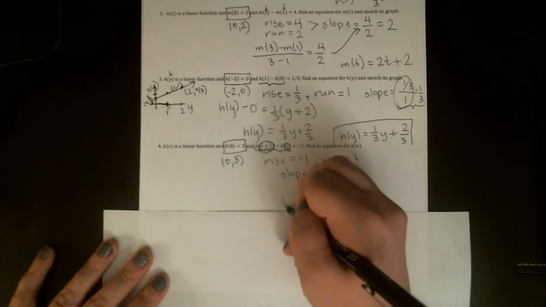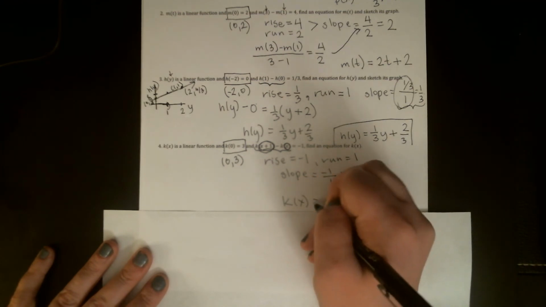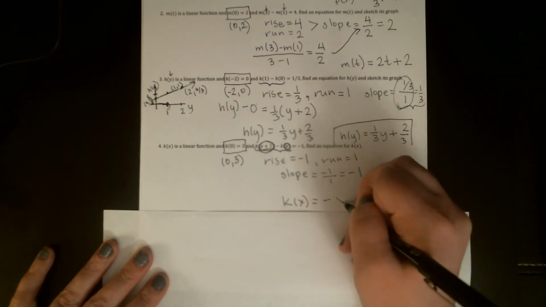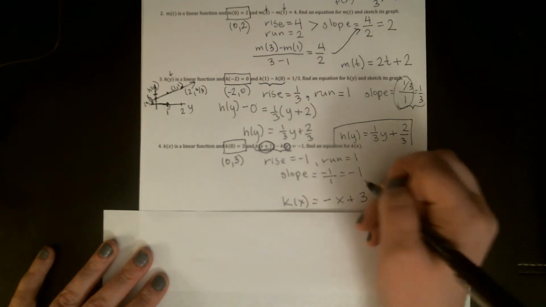And we have complete information for an equation. So k of x is equal to -x plus 3. Slope of -1, you don't have to write the 1, it's implied. Y-intercept at 0, 3 means our b value is 3.